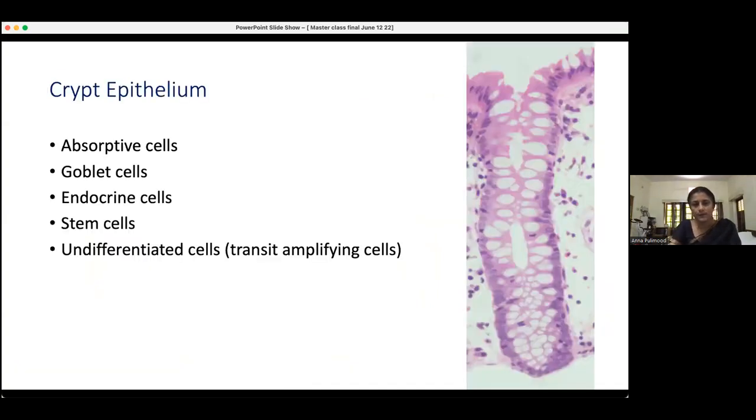The crypt epithelium again has absorptive cells and goblet cells, but in addition, they have some more cells. At the base of the crypt, you have the stem cells, and these multiply and the cells move upwards in the crypt. The cells moving upwards are called undifferentiated or transit amplifying cells. And these cells are influenced to differentiate into absorptive cells, goblet cells, and endocrine cells.